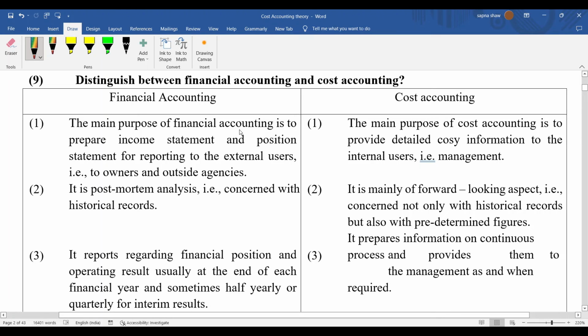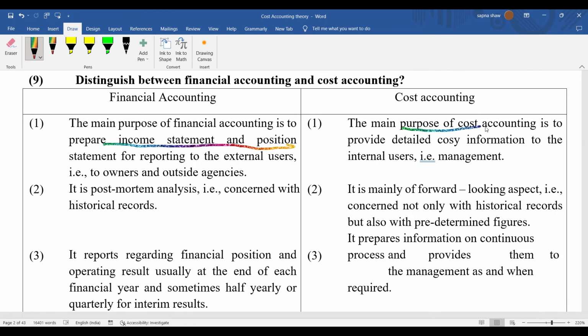The main purpose of financial accounting is to prepare the income statement and position statement, which I just mentioned, to estimate how much is the asset of the company by the end of the year, how much are the assets, how much are the liabilities, how much profit we have earned, how much revenue we have generated, how much is the turnover. There are many things in financial accounting. It is a very vast topic.